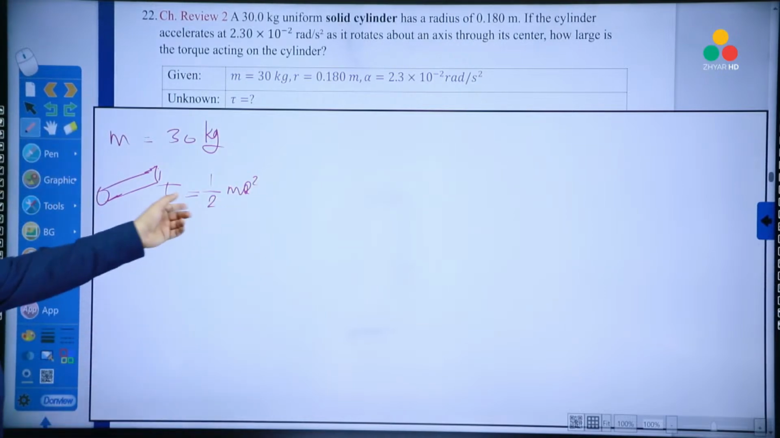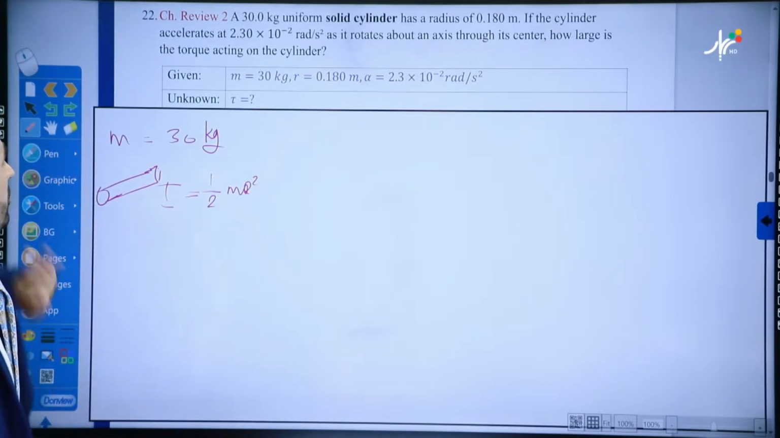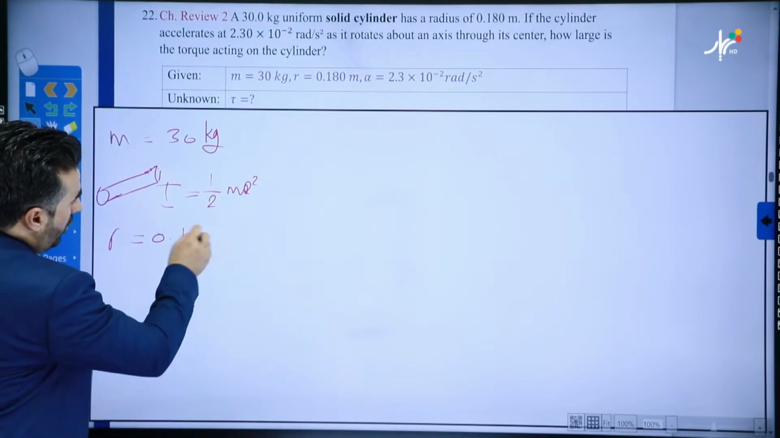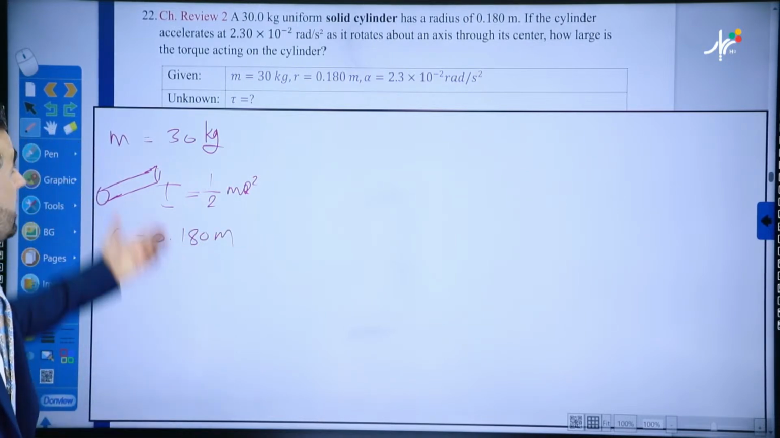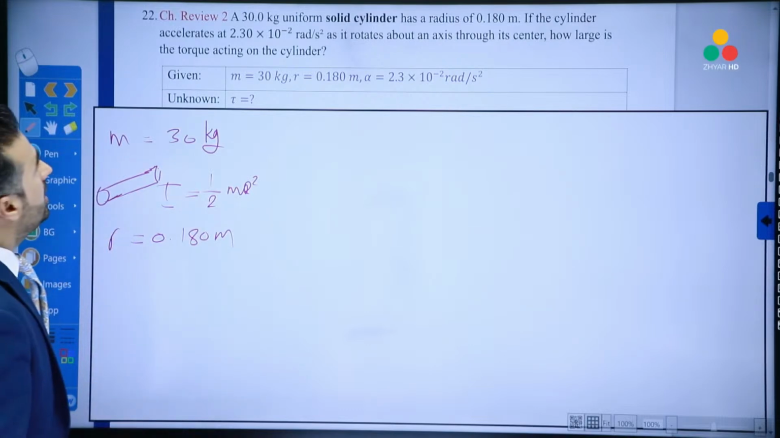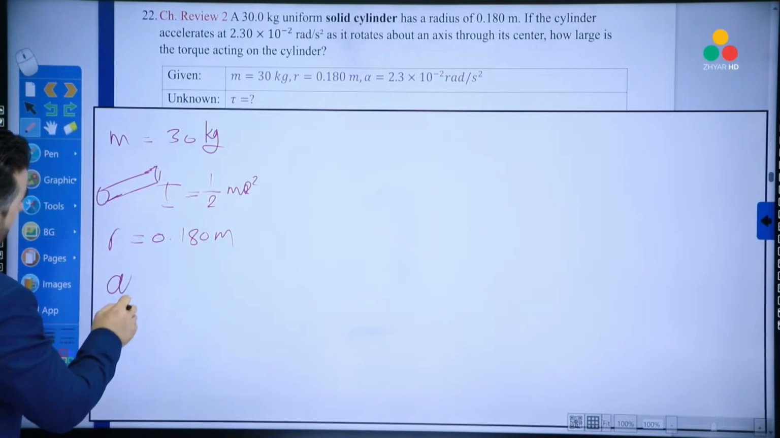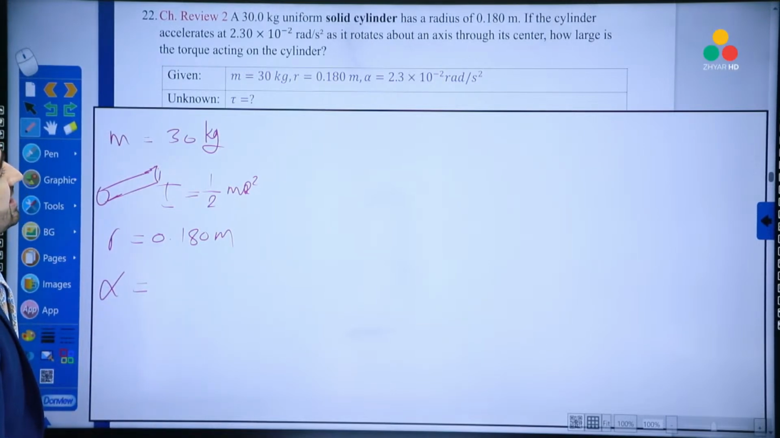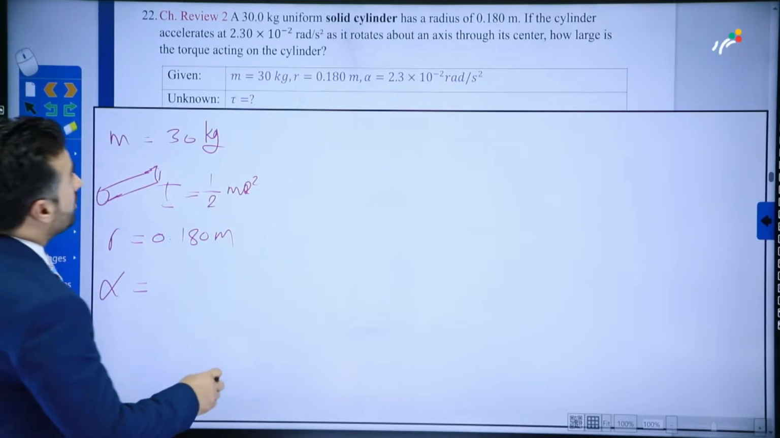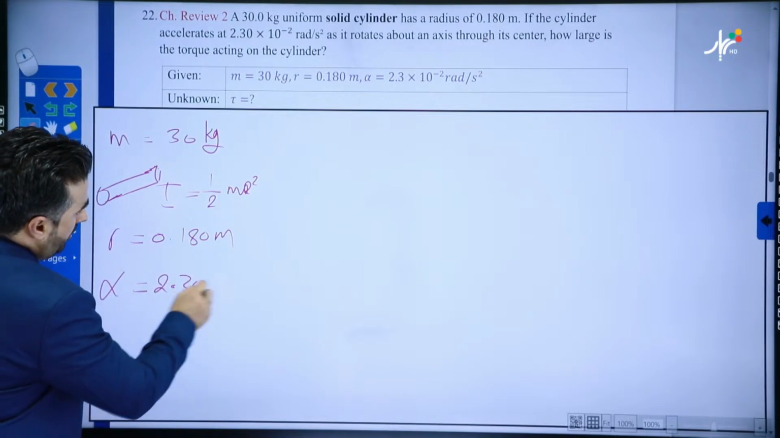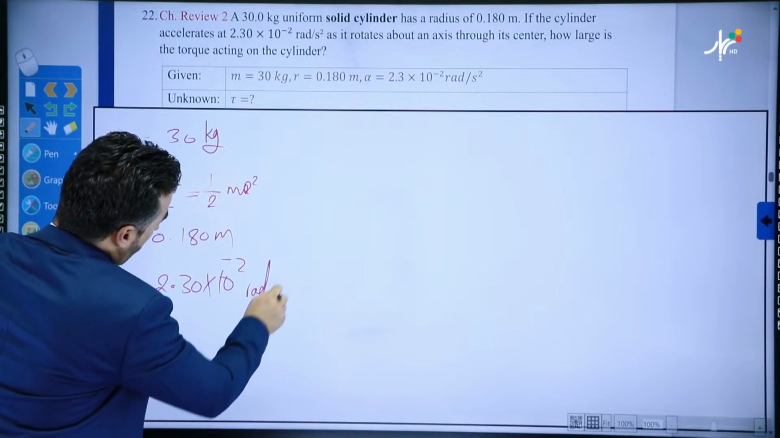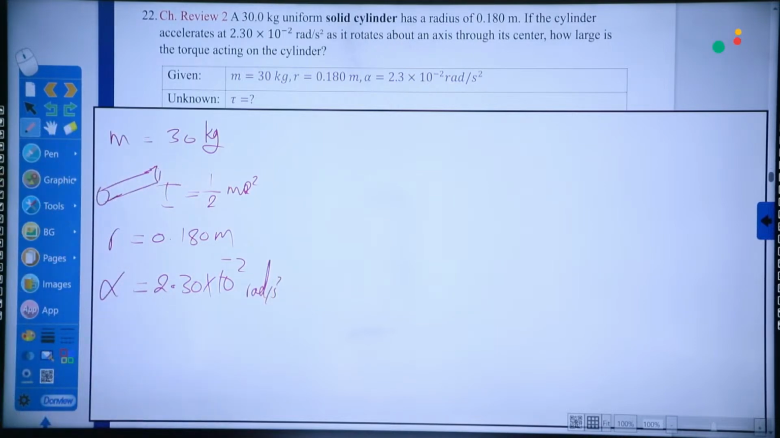Now just keep that in mind. And then what else do we have? It says we have a radius, so what is the radius? The radius is 0.180 meter. The next thing that we have, it says accelerates. So is it angular or tangential acceleration? Look at the unit. The unit says radian per second squared. That means it is angular acceleration, which is 2.30 times 10 to the power -2 radian per second square, as it rotates about the axis of rotation through its center.